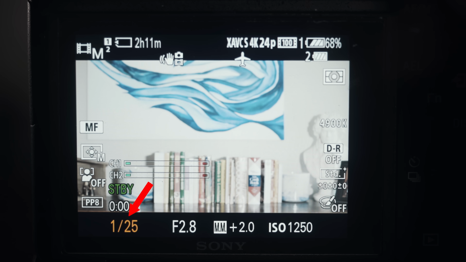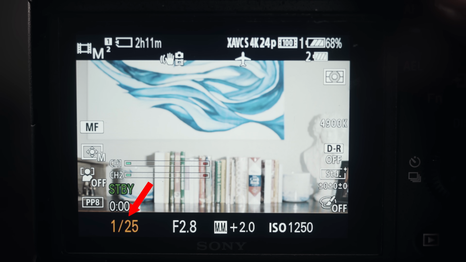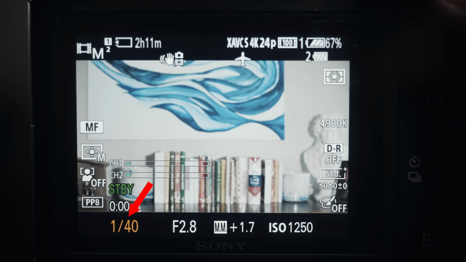In your camera, your shutter speed is measured by fractions of a second. 1/25th of a second, 1/30th of a second, 1/50th of a second. The lower your shutter speed, the brighter things will look because you are letting more light into each frame.